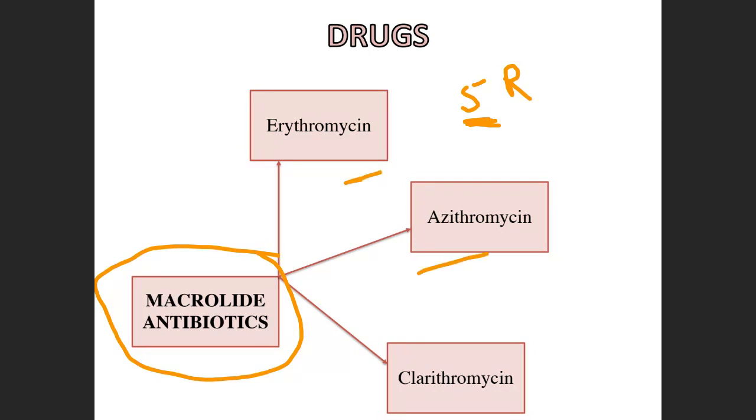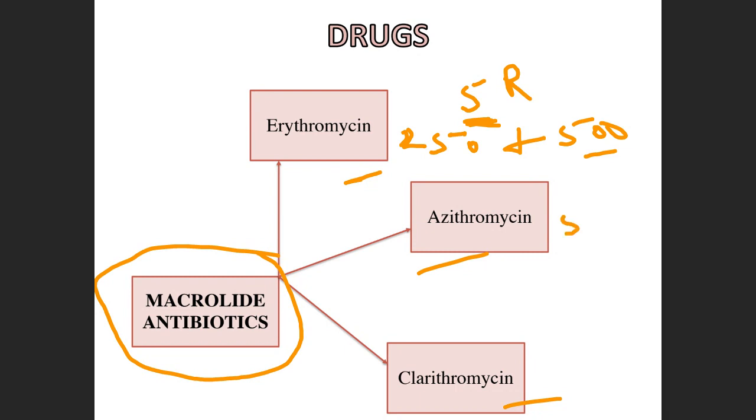Erythromycin, azithromycin, or clarithromycin. These are the drugs which are available. Erythromycin is present in 250 and 500. 250 is given 4 times a day or 3 times a day, and 500 is given 2 times a day.